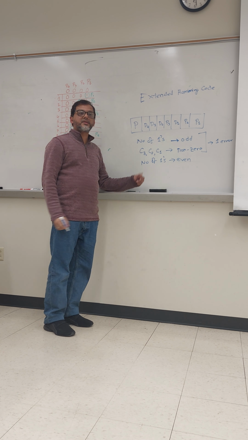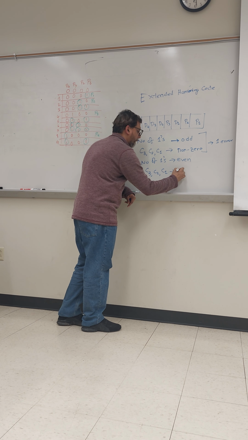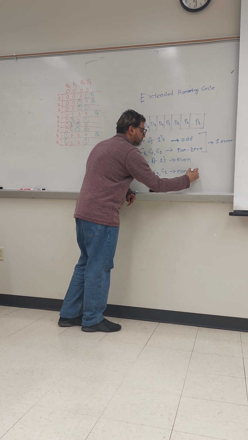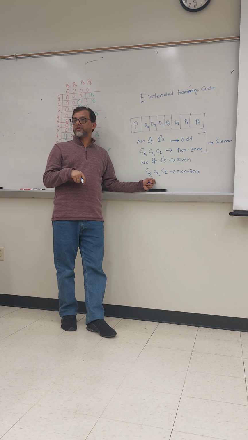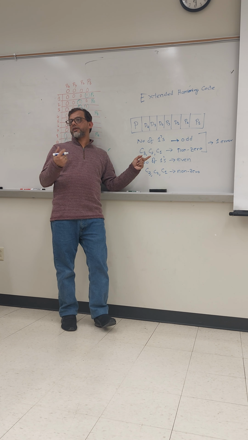But the parity checker will generate a non-zero, because here there is an error. That's why the parity checker will generate a non-zero. But the count of ones, the overall parity, is showing an even number. That means there are two errors.